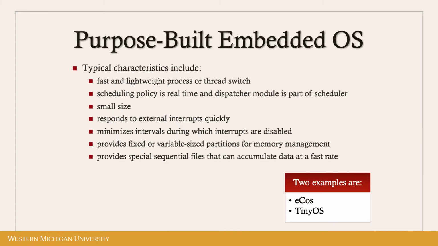Now, when we build an embedded OS for the particular purpose that it's going to be run for, we've got some typical characteristics. It's going to have fast and lightweight processor thread switching. The scheduling policy is going to need to be real time, and the dispatcher module will be part of the scheduler. It's going to be very small in size. It's going to respond to external interrupts very quickly. We're going to minimize intervals during which the interrupts are disabled, right? We always want to be sure that we're getting those interrupts as soon as we can. We're going to provide fixed or variable size partitions for memory management because we know exactly what's going to be happening. And we can provide special sequential files that can accumulate data at a fast rate.